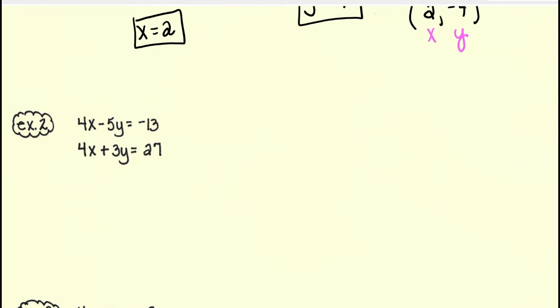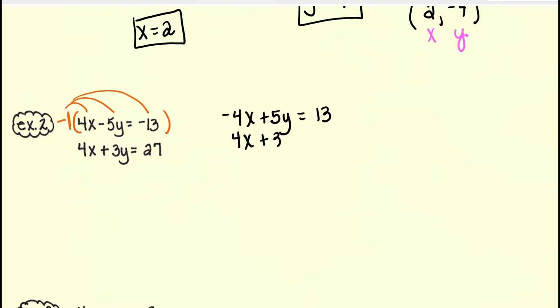All right, let's take a look at this second example. So here, I want to cancel out some of the variables. Those x's look like they would be the most simple. Right now, they're both positive 4x. So what I need to do is make one of them be a negative. Then I would have a positive 4 and a negative 4, and they would cancel out. So I'm going to take that negative 1 and distribute it all the way through that equation, giving me negative 4x, positive 5y equals positive 13.